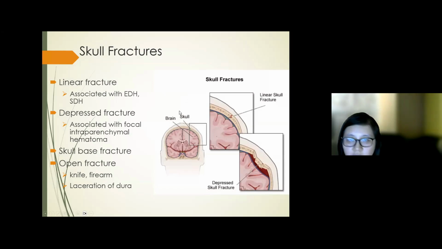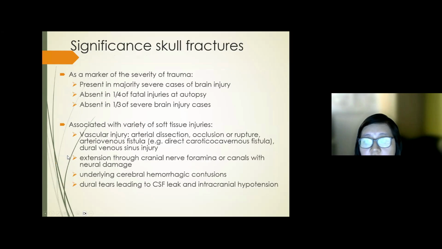For skull fractures, the more common types include linear fracture, depressed fracture, skull base fracture, and also open fracture. So what is the significance of skull fracture on CT scan?